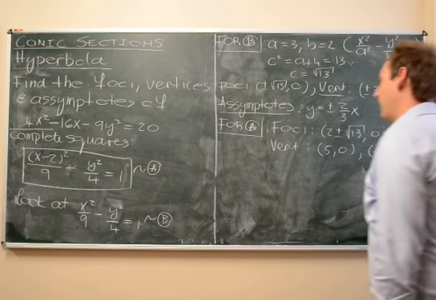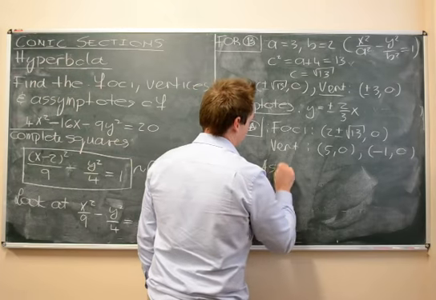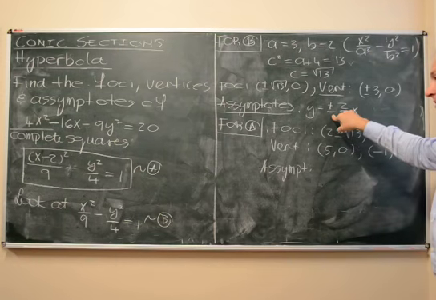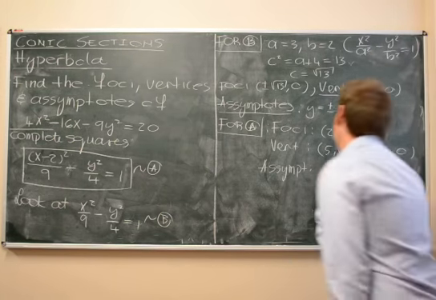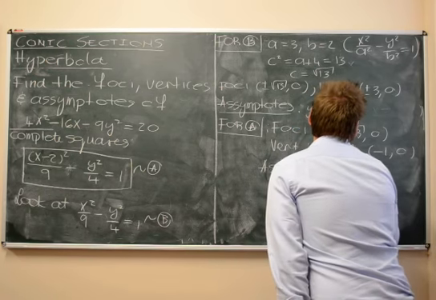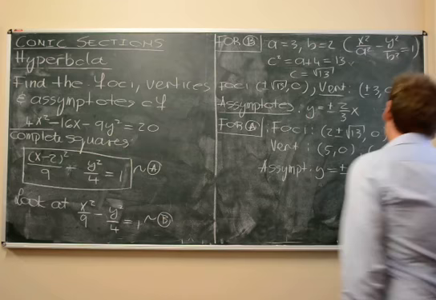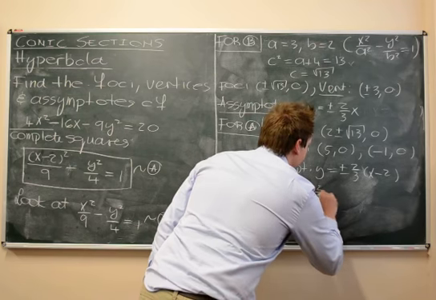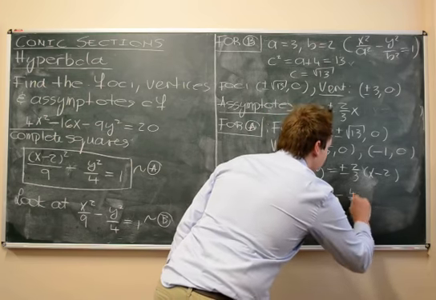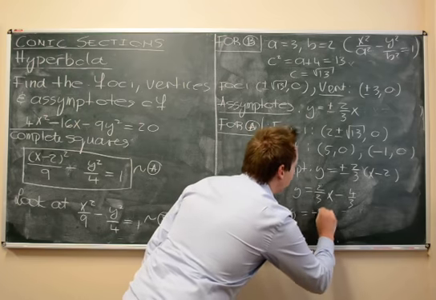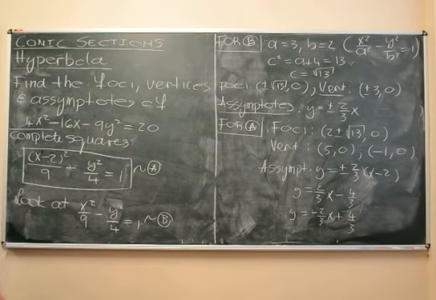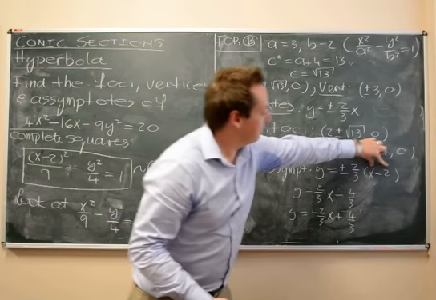And now our asymptotes, we're going to shift these lines 2 units in the positive x direction. So it's going to be y is equal to plus or minus 2 over 3 times x minus 2. Okay. So we have y is 2 over 3 x minus 4 over 3, and y is minus 2 over 3 x plus 4 over 3. Right, so those are our asymptotes. We just shifted the asymptotes for B 2 units in the positive x direction.